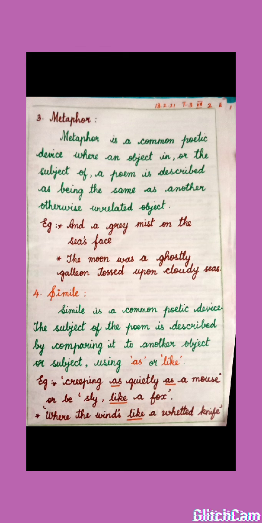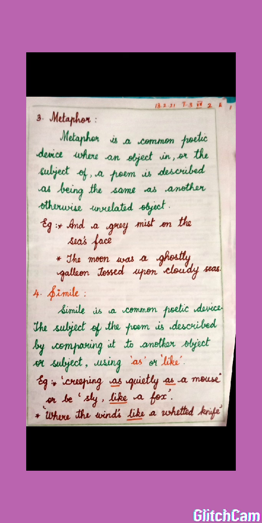Here you could see that the example given is "and a grey mist on the sea's face." Here the sea's face is compared to the grey mist. Okay, so it's an object which has been compared to an unrelated object. How can a sea's face be compared with the grey mist? So here there is a comparison between the grey mist and the sea's face.